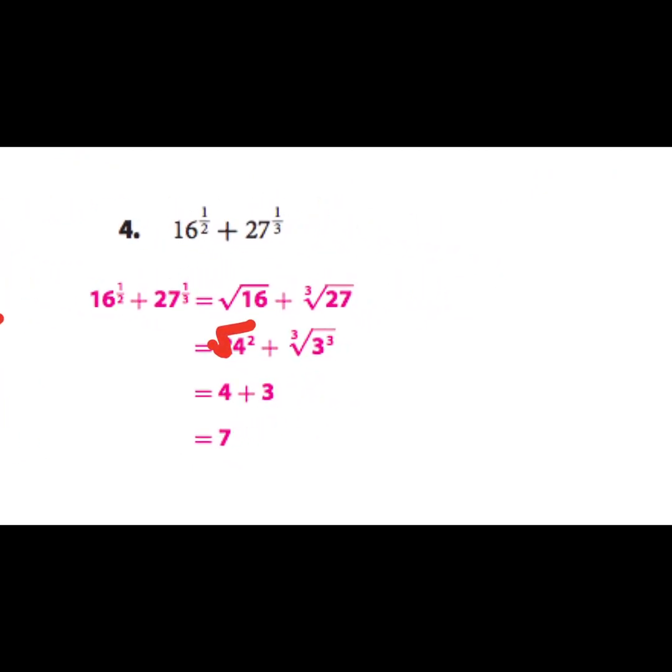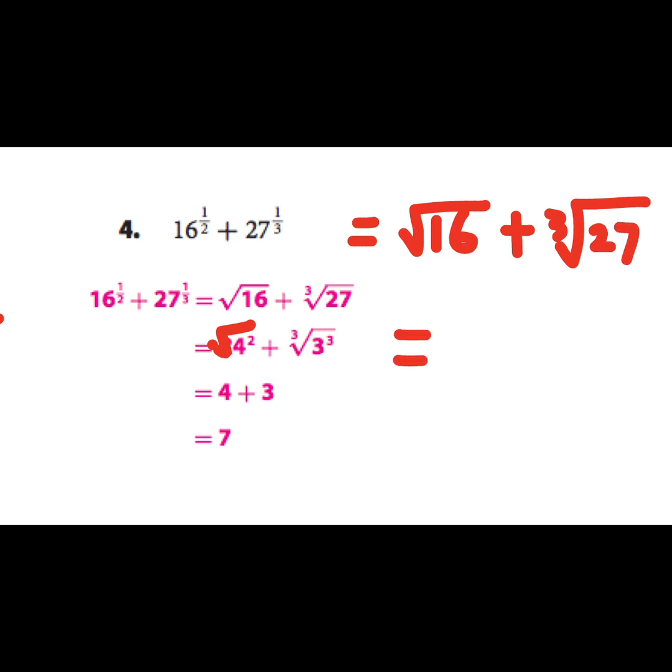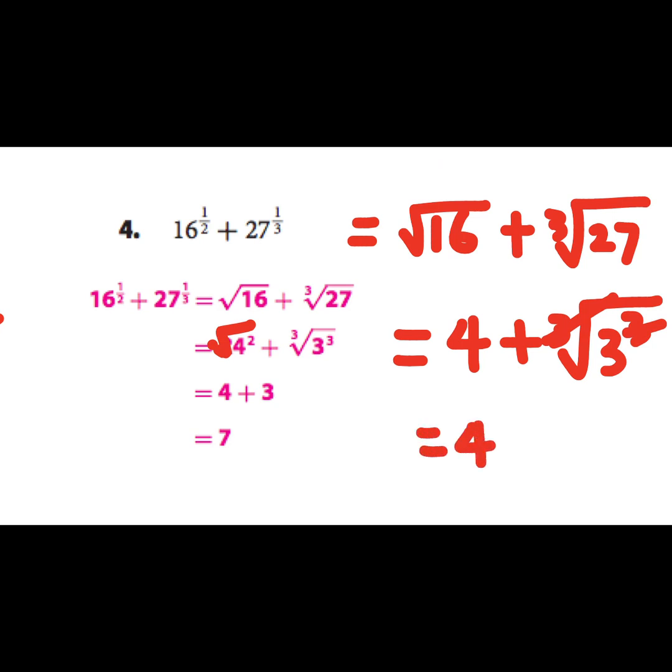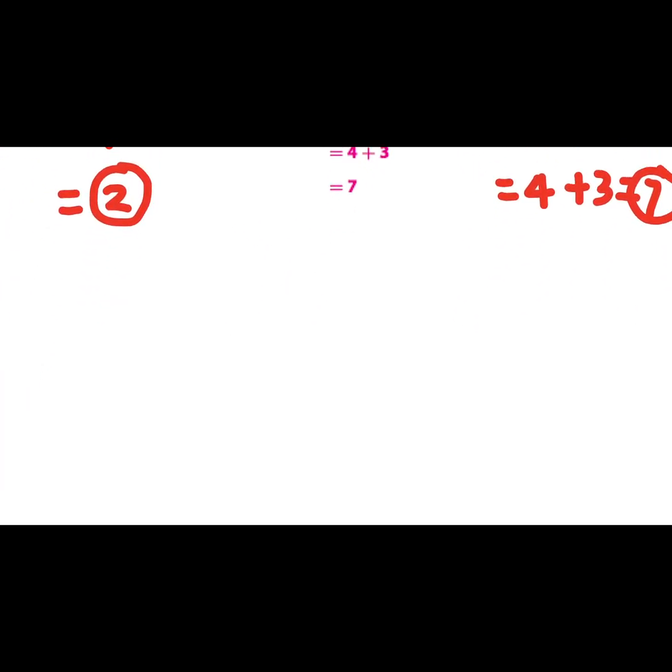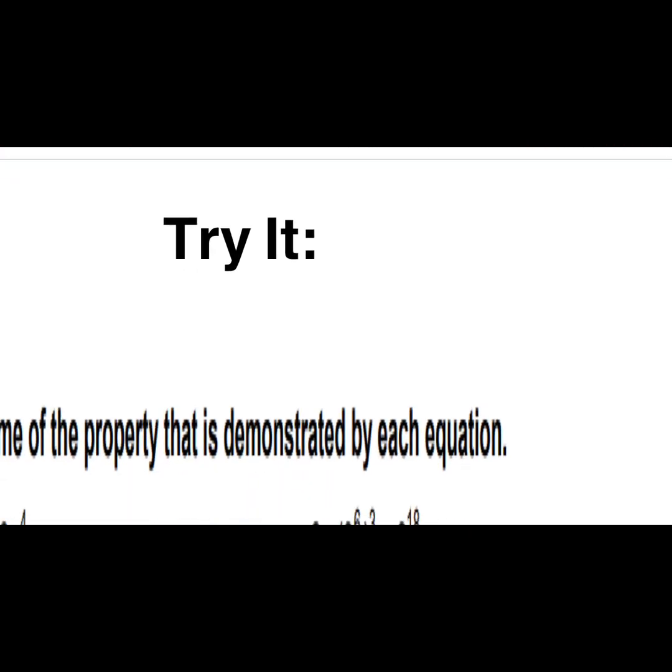Number 4, we can start by taking the square root of 16 because the 1/2 power is on 16, and then the cube root of 27. And the square root of 16 is equal to 4. And so then if you want to write the 27 as 3 to the 3rd power, we can cancel out the 3 and the cube root. So that will leave us 4 plus 3, which is equal to a nice and round answer of 7. And that's the end of that problem.